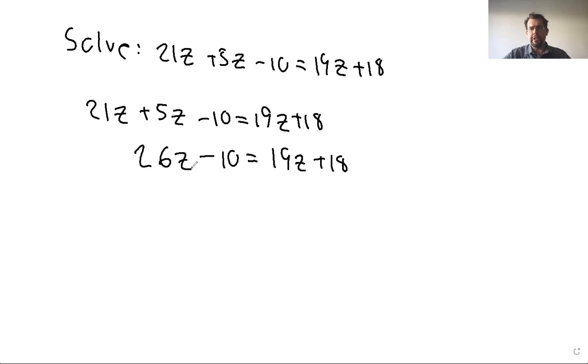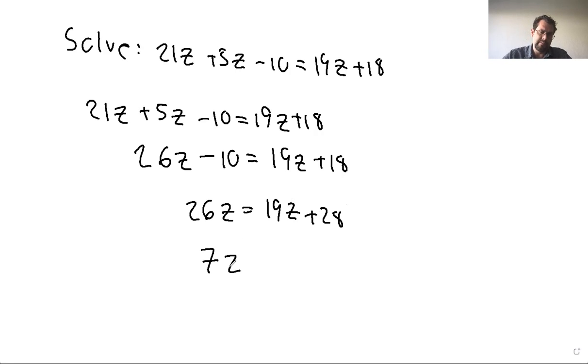I want to move all of the variables to the left-hand side, which means I want to get rid of this negative 10 on the left side. So we're going to add 10 to both sides. It goes away on the left side, and if we add it on the right side, it's going to give us 28. Now I want to get rid of this 19z that's on the right side. We're going to subtract 19z. That's essentially the same as 26 minus 19, which is 7z. And that's going to be equal to 28.